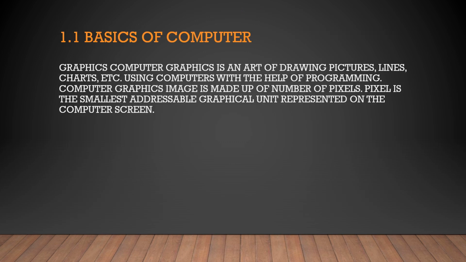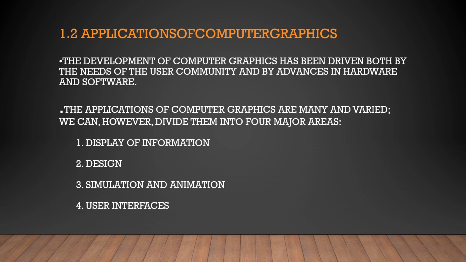The basics of computer graphics: computer graphics is the art of drawing pictures, lines, charts, etc. using computers. With the help of programming, a computer graphics image is made up of a number of pixels. A pixel is the smallest addressable graphical unit represented on the computer screen. And the applications of computer graphics.